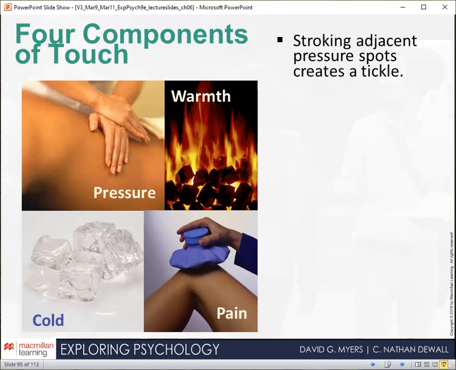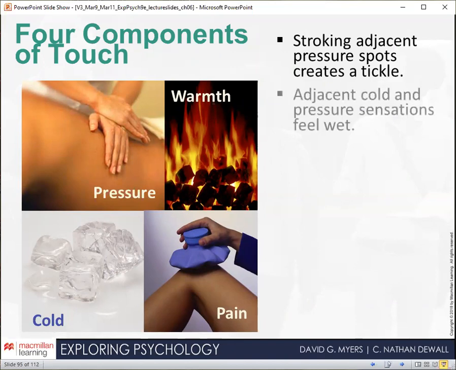We also need to understand this, by way of example. Stroking adjacent pressure spots creates a tickle. So if we do a little bit of an activity here where we stroke adjacent pressure spots, we create a sense of tickle.